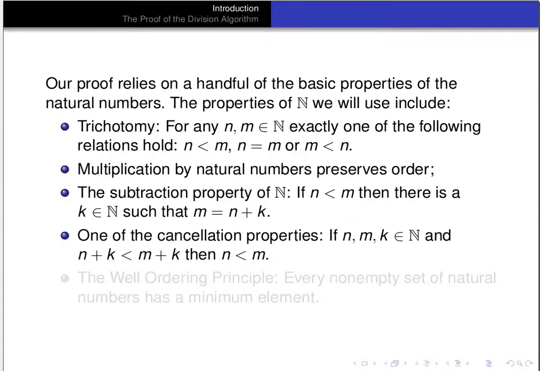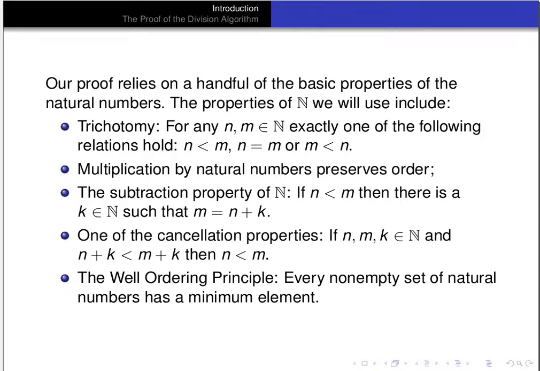We'll use one of our cancellation properties for addition. So if you have natural numbers n, m, and k, and the sum n plus k is less than the sum m plus k, then n is less than m. And we'll use the well-ordering principle that states that every non-empty set of natural numbers has a minimum element. I think there are a couple other properties that we'll use. We'll certainly use the distributive property. I just wanted to call attention to these so that you remember them for the proof.